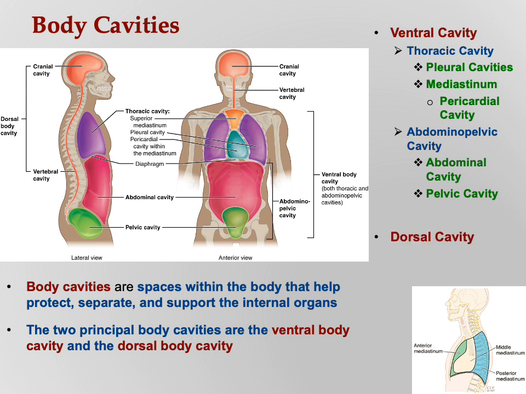Don't overthink them. Then the dorsal body cavity. It consists of the cranial cavity and the vertebral cavity. Cranial cavity is your brain case, all right? That's where your brain is. Vertebral contains your spinal cord, all right?